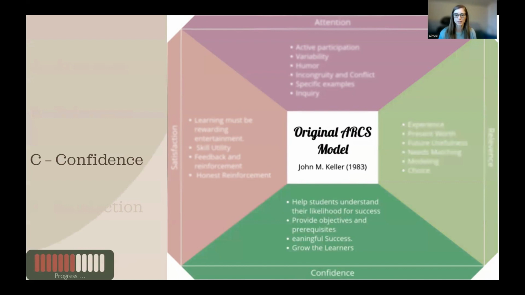The next is confidence. Students need to understand their likelihood for success. If they feel that they can't meet the objectives, or if they think that the time cost, or the effort is going to be too high for them, they lose motivation very quickly. So you can provide learning objectives, provide prerequisites. You can help them generally estimate the probability of success. In addition, you want to allow for success that is meaningful throughout the process and growth, small steps that grow the learners throughout the process of learning.